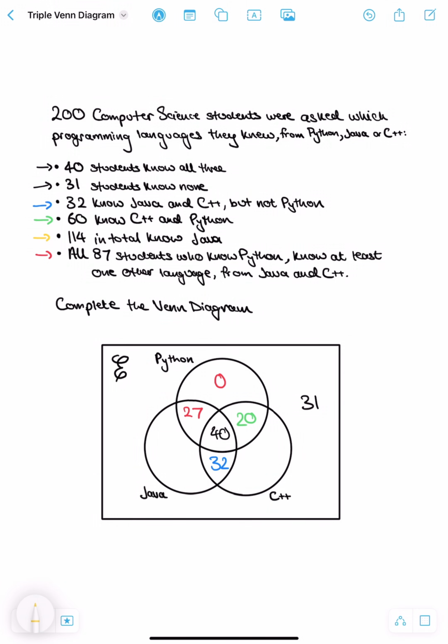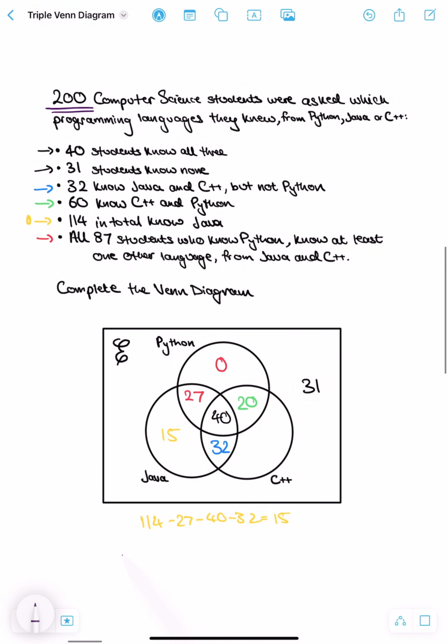Now we can go back up to this Java circle point and do 114 minus 27 minus 40 minus 32 to find out that 15 people know just Java. Now we've still got one part missing on our Venn diagram, which is this section here, and we have one fact left to use, which is the fact that 200 students were asked. So the missing part is simply 200 minus 27 minus 20 minus 40 minus 32 minus 15 minus 31, which are all the other values, and we get 35 for that. So this missing part is 35.